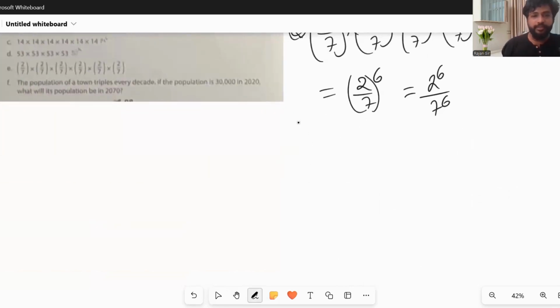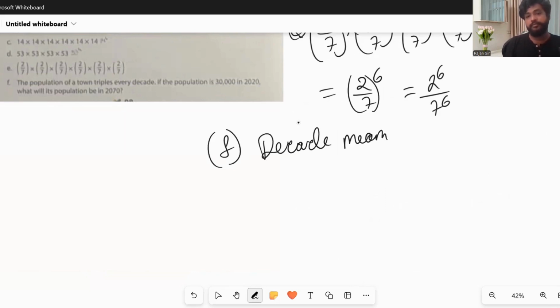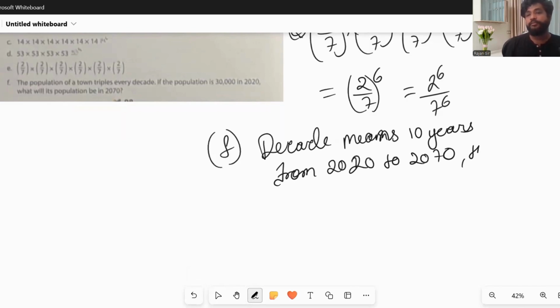Now, the last question is actually interesting. The population of a town triples every decade. If the population is 30 thousand in 2020, what will be its population in 2070? Now remember, a decade means 10 years. From 2020 to 2070, there are 5 decades, because there are 50 years in the gap. So we write 5. Okay, easy.